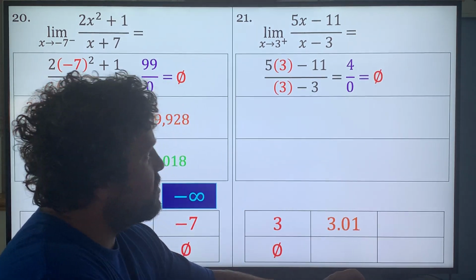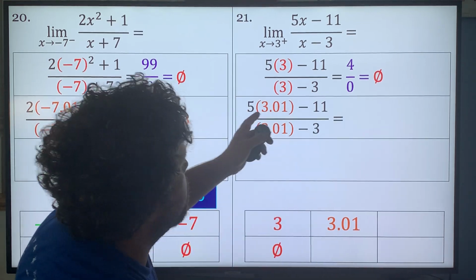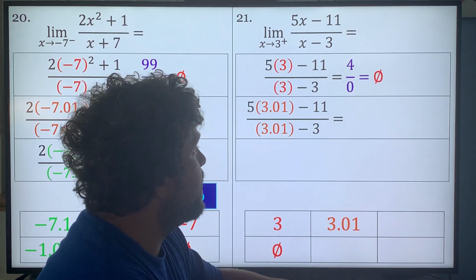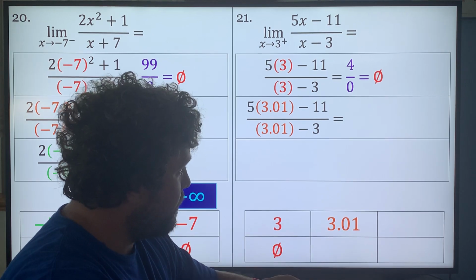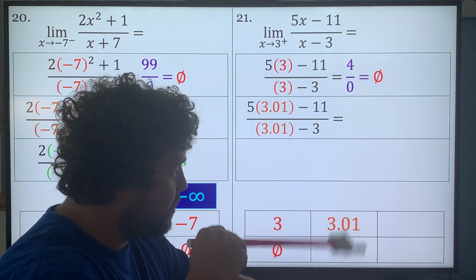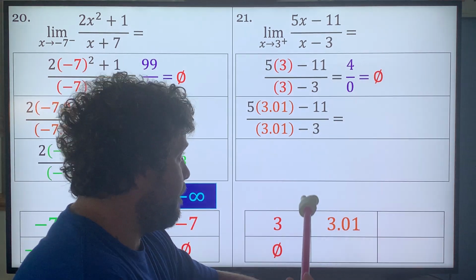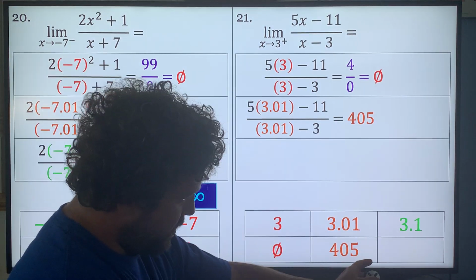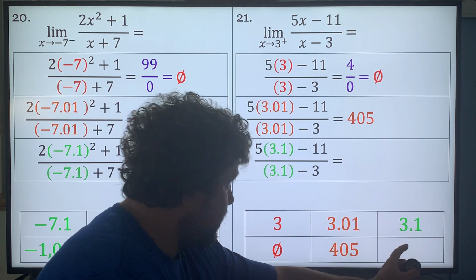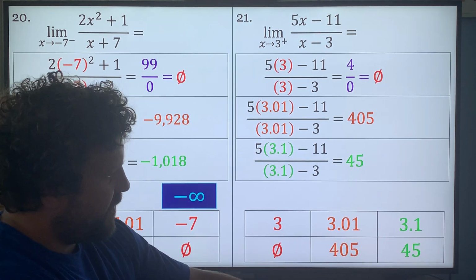So when I add a 100th here, I type it in my calculator. You just have to do open parentheses, 5 times 3.01 minus 11, close parentheses, divided by, open parentheses, 3.01 minus 3, close parentheses, and it pops out 405 as an answer. If I typed in 3.1, going farther away from 3, I get 45 as an answer.